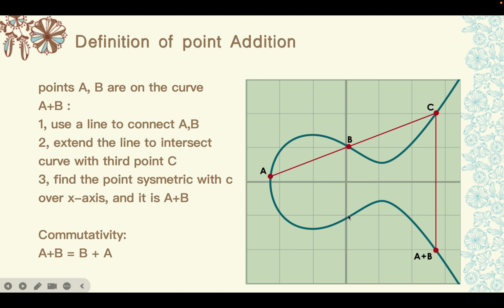So you can see this addition has this property, commutativity. A plus B is equal to B plus A by our definition of addition. No matter whether you use B plus A or A plus B, we always get this point. So it has the first property, commutativity.